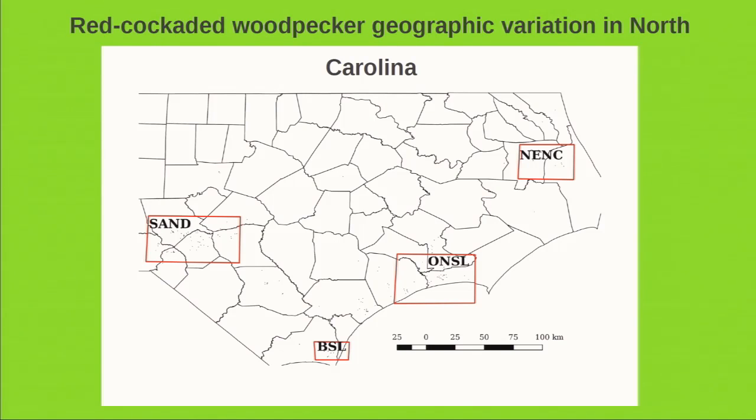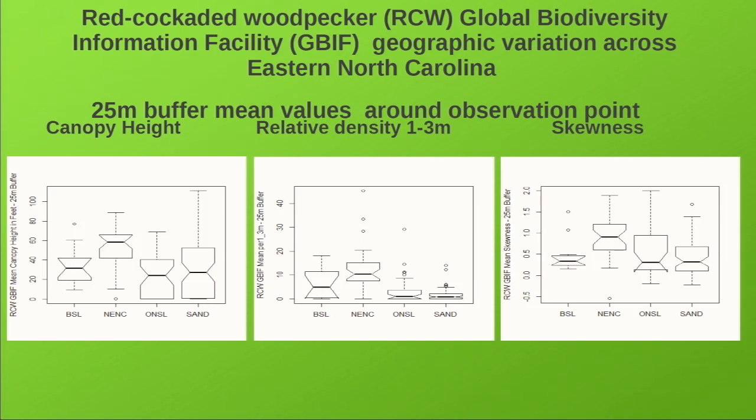The advantage of doing a landscape data set is you can start to look at the differences in the species' habitat across the geographic range. In this case, we're looking at northeastern North Carolina up around Alligator River, and Coastal Lakes, Sand Hills, Onslow Bight, and Boiling Spring Lakes, where there are known concentrations of birds. The one thing you see, the canopy height and the percentage and the skewness, 1 to 3 meter and skewness, is that northeastern North Carolina sticks out like a sore thumb.